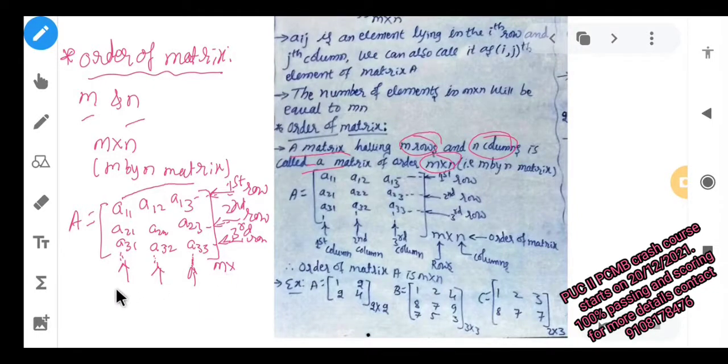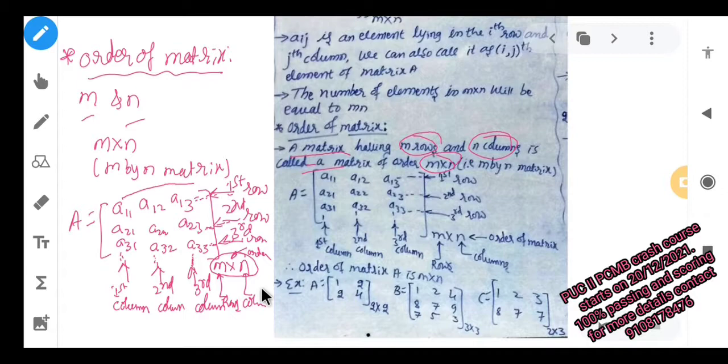Next, how many columns? First column, next second column, next third column, and so on. We have shown that with dashes here. We don't know how many columns there will be, so generally we take n columns. This says rows, this says columns. So what do we call this in general? That is m by n, which is considered the order of a matrix.